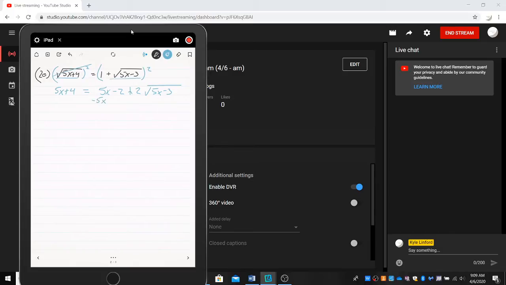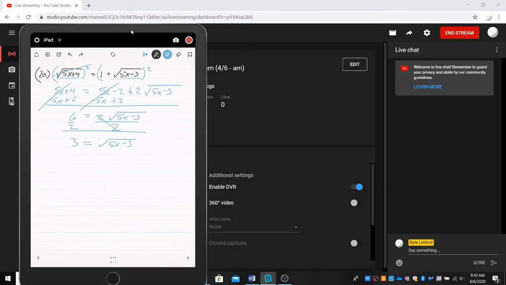I can subtract 5x from both sides, and in fact that'll actually cancel out on both sides. I can add 2 over. We would end up with a 6 equaling 2 square root 5x minus 3. I could leave things as is, but why not just go ahead and divide 2 over again? We get a 3 equaling the square root of 5x minus 3. Was it necessary to divide this 2 over? No, but it made it easier.